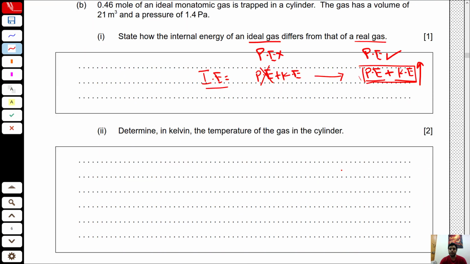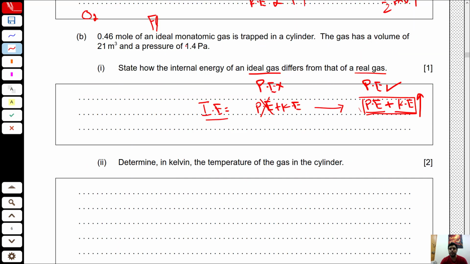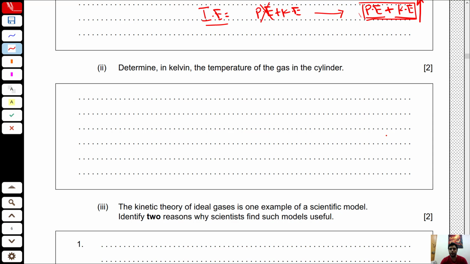Determine in Kelvin the temperature of the gas in the cylinder. Since the gas in the cylinder is an ideal gas, we can use the ideal gas equation. The ideal gas equation from topic 3 in the data booklet is given by PV = nRT. P is the pressure in Pascal, V is the volume in meter cube, n is the number of moles, R is the gas constant, which is given in the data booklet, around 8.31, I will show you, and T is the absolute temperature measured in Kelvin. We need to find the temperature, so make temperature the subject. So the temperature will be equal to PV over nR.